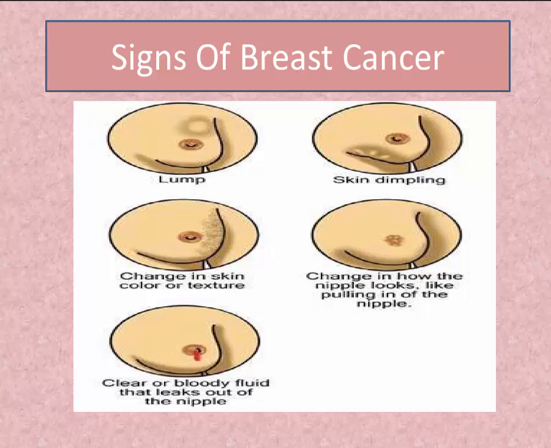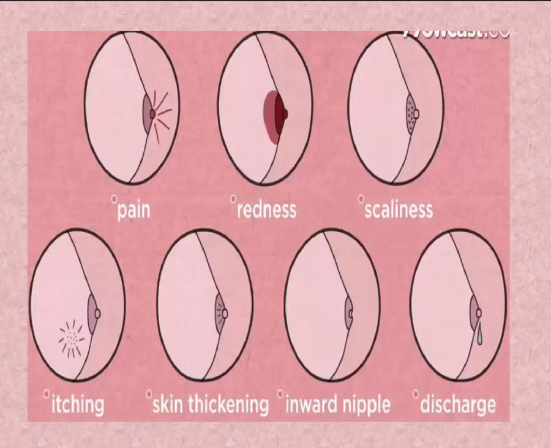Signs of breast cancer. Lump. Skin dimpling. Change in skin color or texture. Change in how the nipple looks, like pulling in of the nipple. Clear or bloody fluid that leaks out of the nipple. Pain, redness, scaliness, itching, skin thickening, inward nipple, discharge.